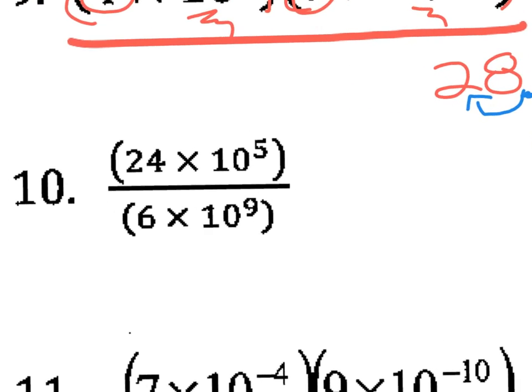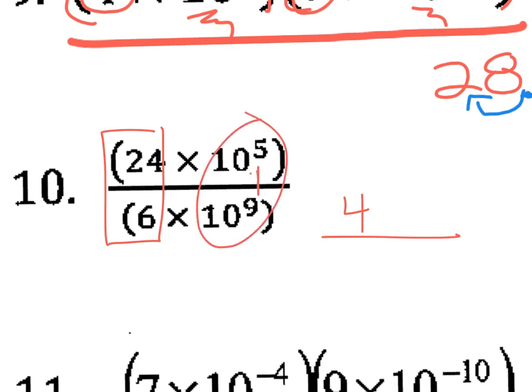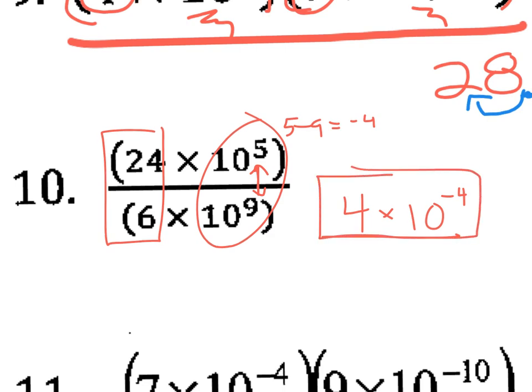Number 10, you look at it, what kind of problem is it? It's a division problem. So I'm going to divide 24 and 6 and get 4. In a division problem, I think about what the exponent rule is. Exponent rule is subtract the exponents. 5 minus 9, top minus bottom. So 5 minus 9 is -4. So I got 4 times 10 to the -4th. In scientific notation, I don't have to worry about flipping exponents, so I'm going to leave it just as is right here.